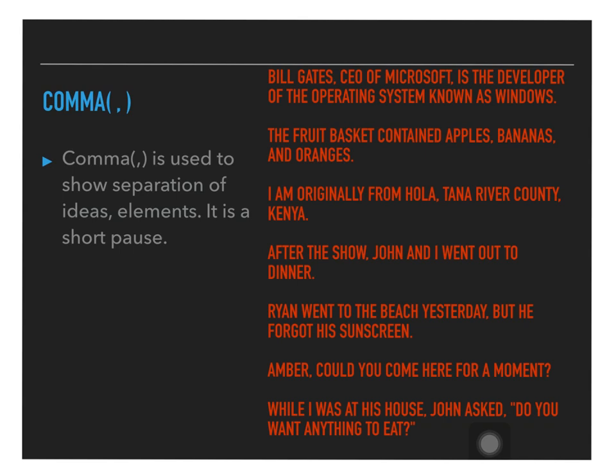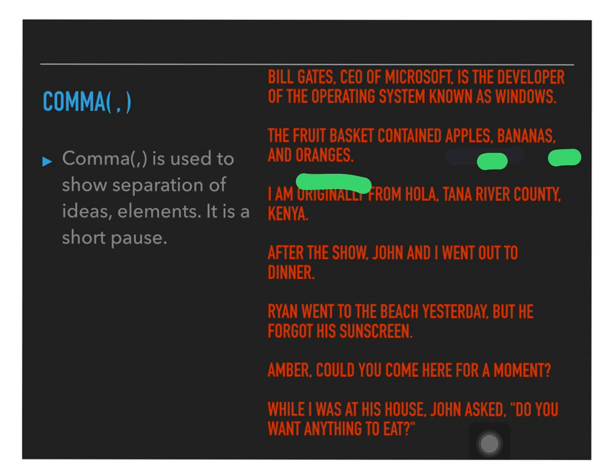It is also used to show separation of things. For example, the fruit basket contains apples, bananas, and oranges. Now, of course, we are not using a comma after oranges because it is the last item. After bananas, I've used a comma there. So, as you can see here, I'm using a comma after apples and after bananas because I'm trying to separate these items.